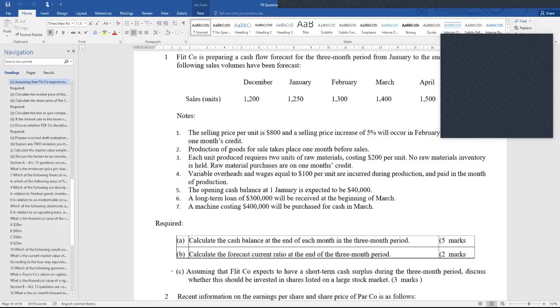Nafisa. Yes, sir. Could you please repeat the question? Part C of the question. So I was asking, if you have short-term cash surplus, like in this example, where should we invest that excess cash? In shares, in treasury bills? Where should we invest that money?